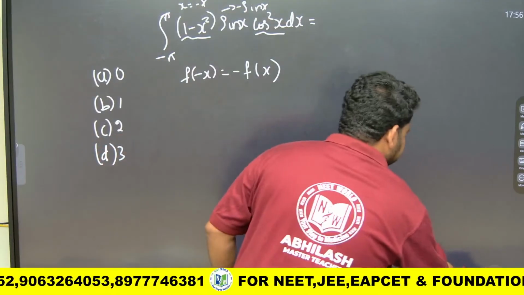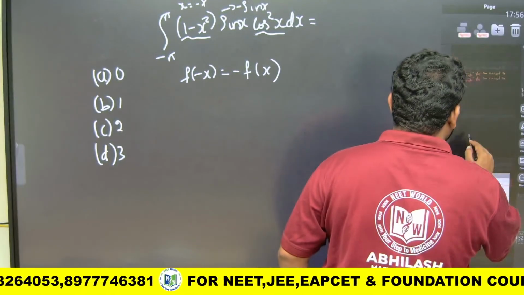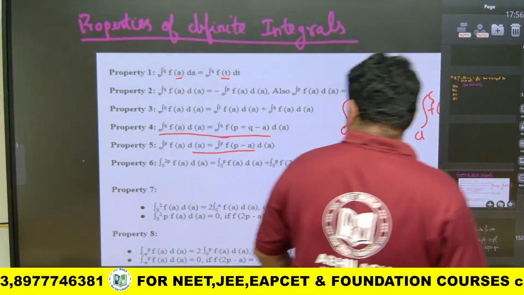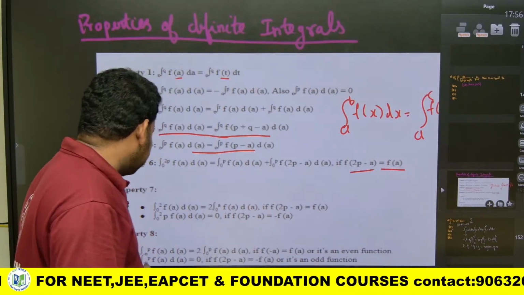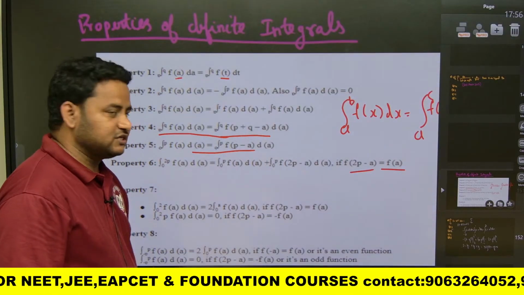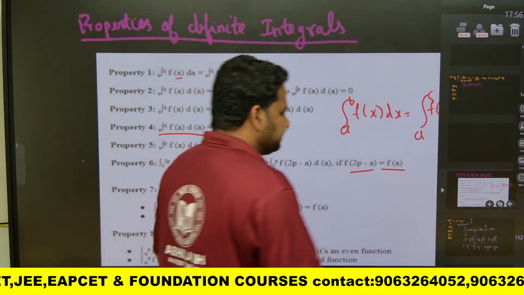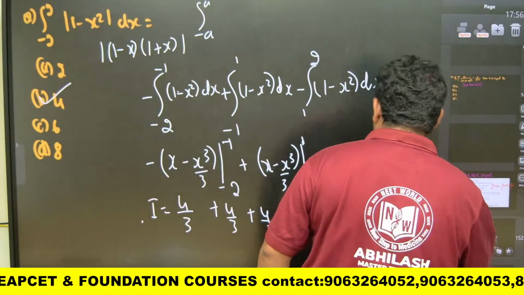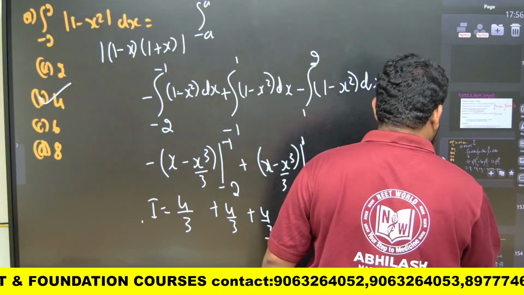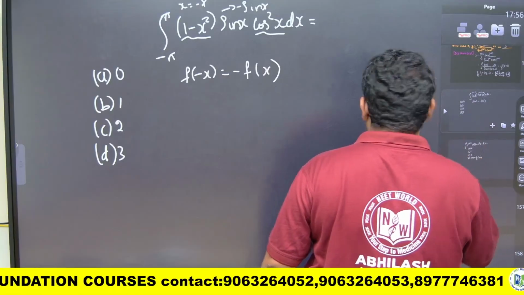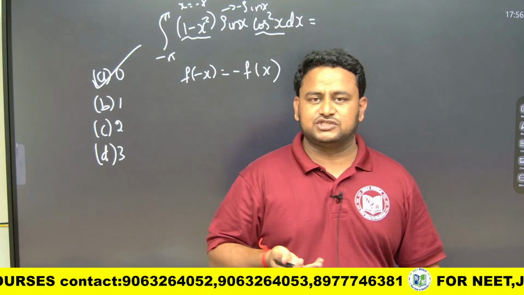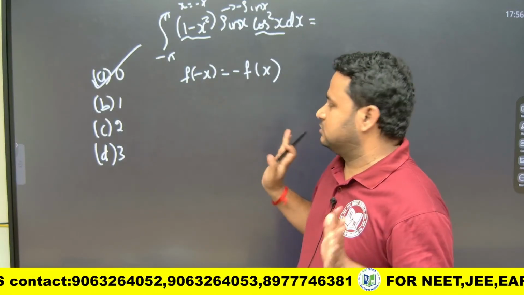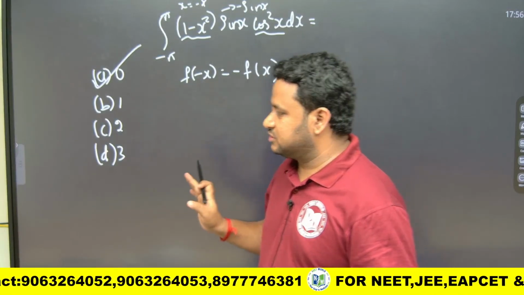As for the property, if f of minus x is equal to minus f of x, the answer is 0. That is, it is an odd function. That means the answer is equal to 0. Clear? So the answer to this question will definitely be directly equal to 0. This is how you solve this question. If you know the properties, you can easily solve such questions.